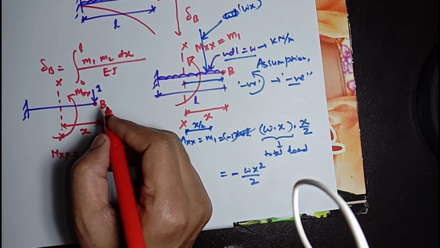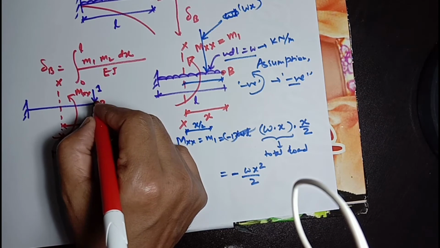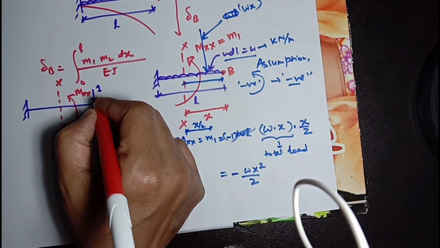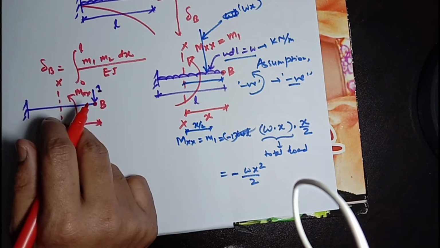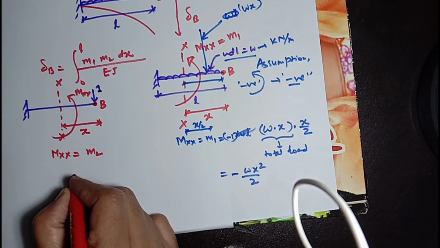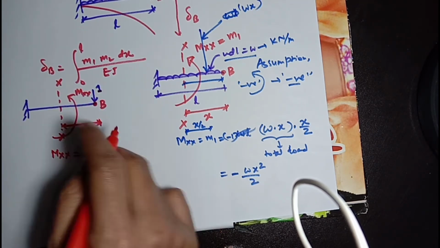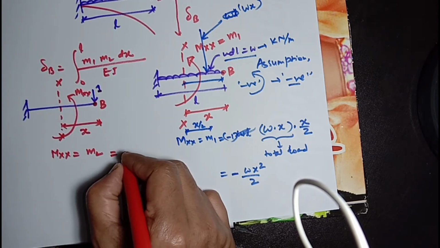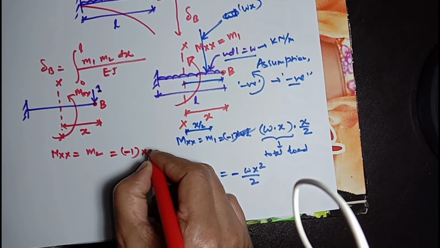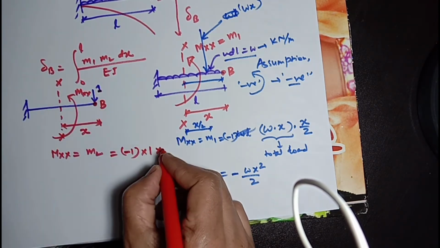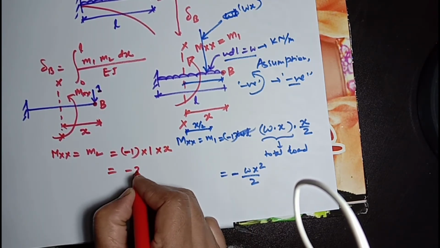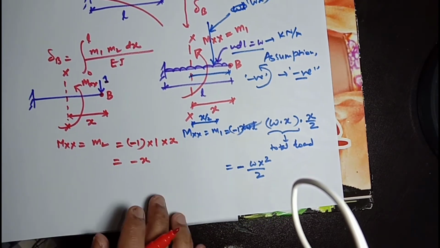M2 we can find out easily. The load acting at the tip of this beam is 1, which is at a distance of X, so load multiplying with the distance will give us moment. So the moment will be, since the moment is in anticlockwise direction, minus 1 multiplying with the amount of load 1, and the distance is X, so M2 will be minus X. This is M2.